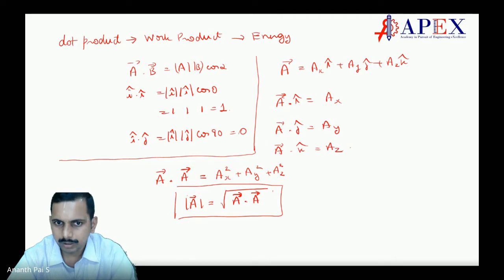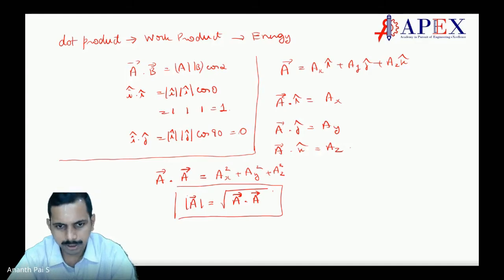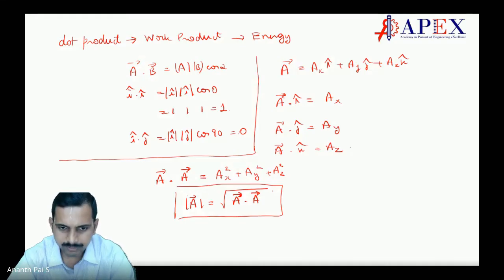Sir, is there any case where we actually dot a vector with itself? Is it practical? Why not practical? We will see that. It's possible. How it is possible, we will see later. A vector dotted with itself is the magnitude of that vector.